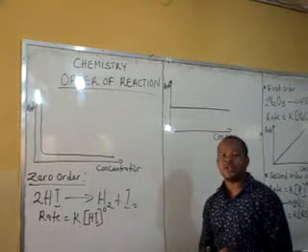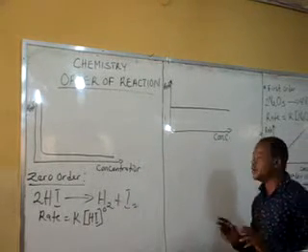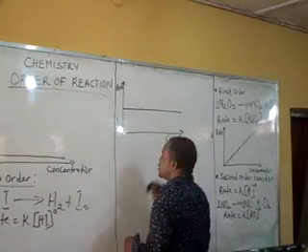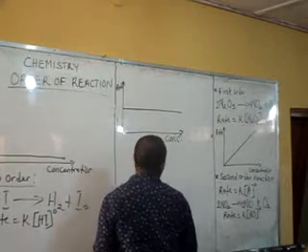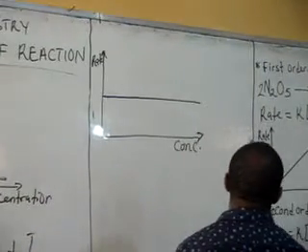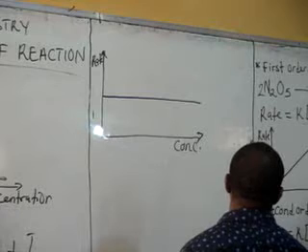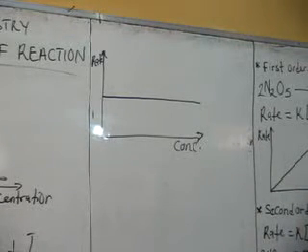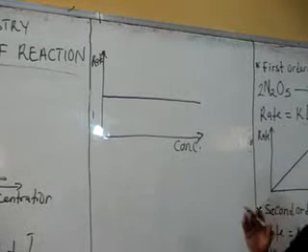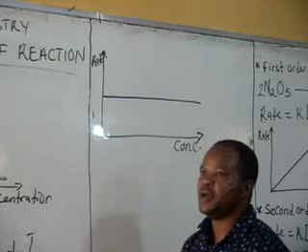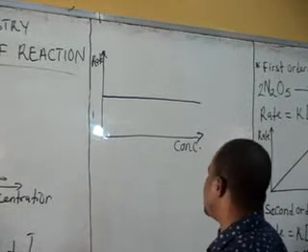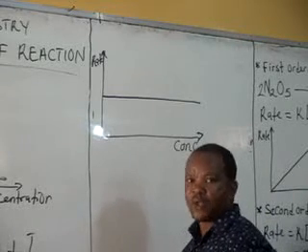I said the first one is first order of reaction, and in first order of reaction, I have the rate depending on the concentration of the reactant. While in second order reaction, I have the rate of reaction depending on the square of the reactant in respect to A. Then I said in zero order, the rate of reaction is independent of the concentration of the reactant.